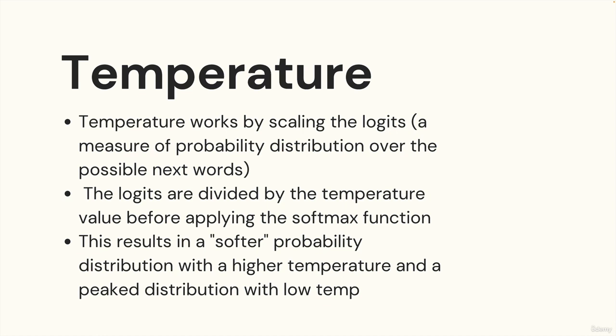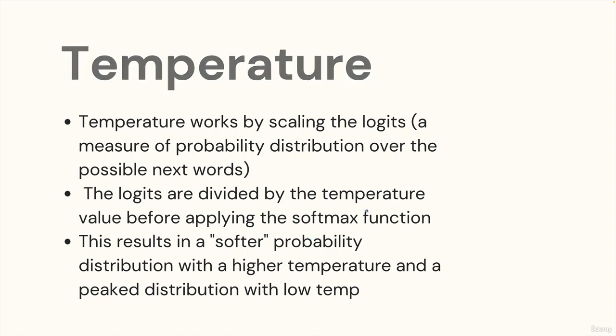But the way that it works is that it scales what are called the logits. And logits are basically a measurement of the probability over the next few possible words. And what happens is when we increase that temperature, the logits are divided by the temperature value before what's called the softmax function is applied. Basically, this means that when we have a higher temperature, we have a softer, more diffuse probability distribution, versus with a lower temperature, we have a more peaked distribution.